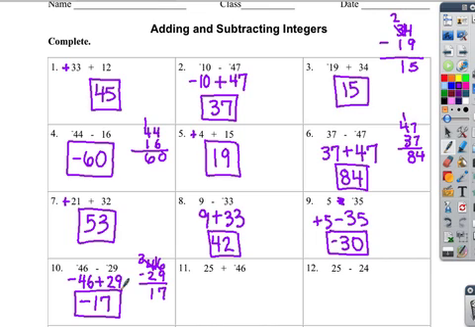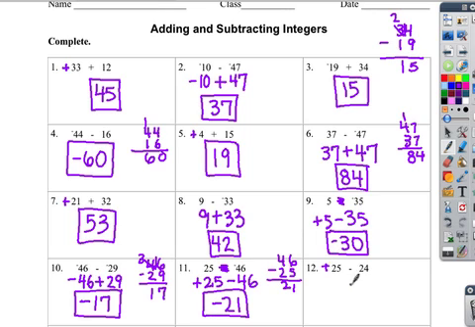Number 11. The plus and minus sign get in a battle, and the plus sign loses. So 25 minus 46, these are different signs, so I subtract and take the sign of the higher number. 46 minus 25 is 21, and I take the sign of the higher number, negative 21. And finally, number 12, 25 minus 24. I subtract and take the sign of the higher number, which is 1.